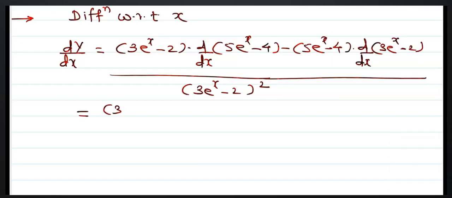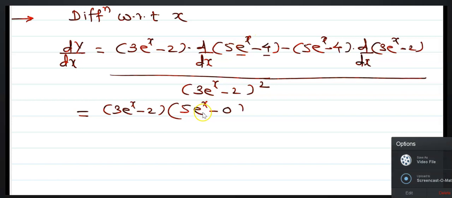Now we will find the derivative of 5 e raised to x. The derivative of e raised to x is e raised to x. Derivative of 4 is 0 here.